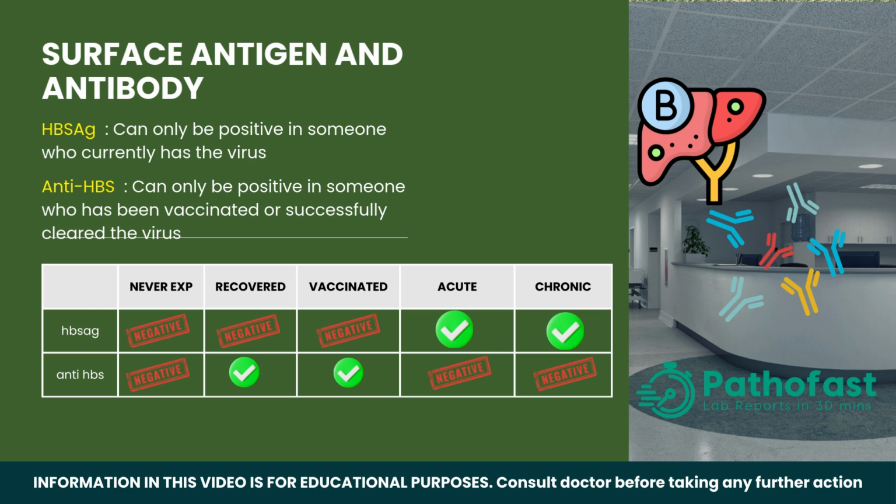level will be high. Now, the last two situations are in somebody who is either actively infected or who has not been able to clear the virus and has been infected for a very long time. In both these cases, you're going to find that the HBsAg is positive, which means that the virus is there in the body, but the anti-HBs, which is the antibody, the body's defense mechanism against the virus, is negative. So, this is the pattern for HBsAg and anti-HBs in different conditions.